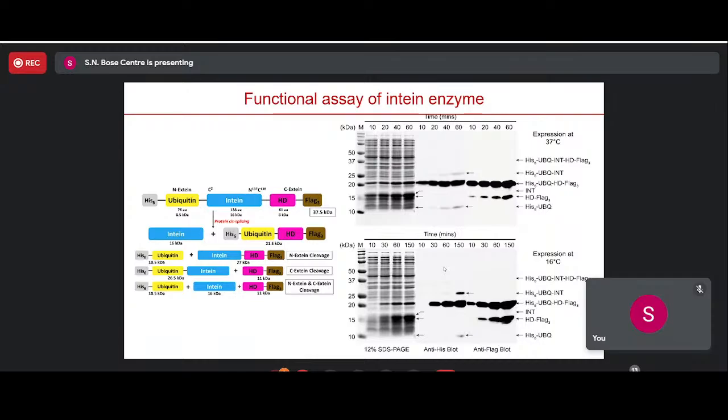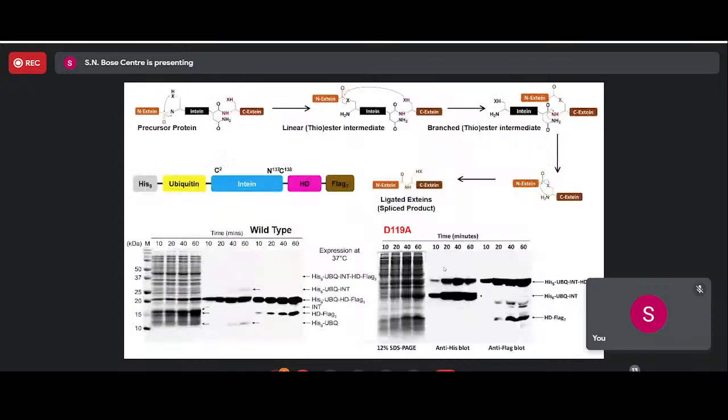We use this assay to figure out what other residues are involved in this process. This is just one example. From the MD simulation and also from literature, we found this aspartic acid to be involved in the first two steps. How can you say it's involved in the first two steps? When we mutate that, there is no spliced product, which we see in the wild type.